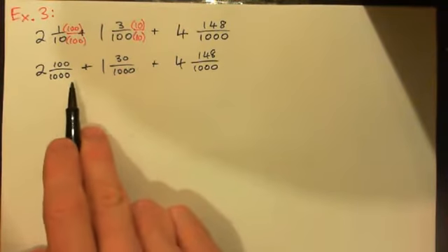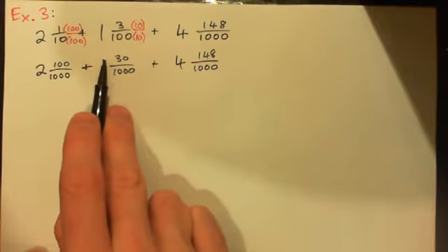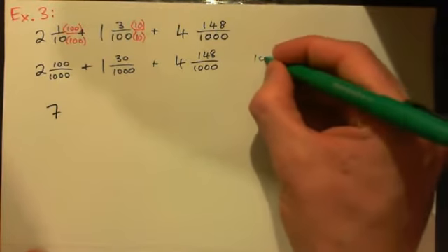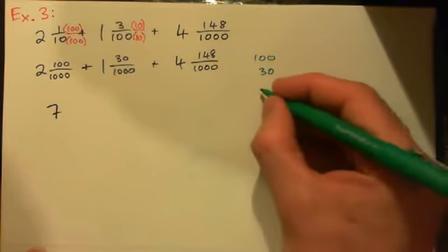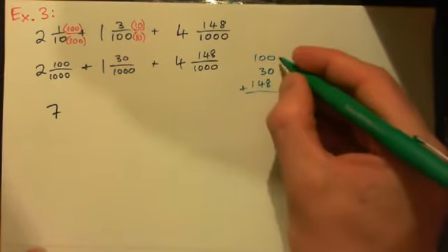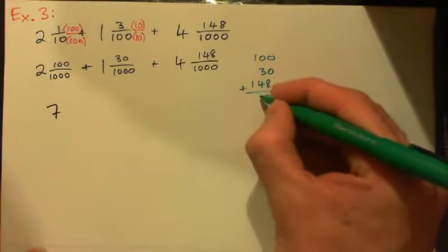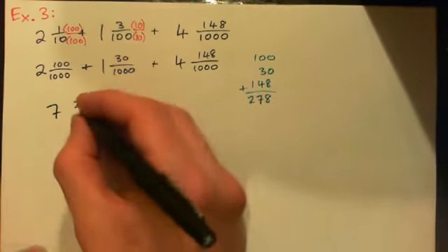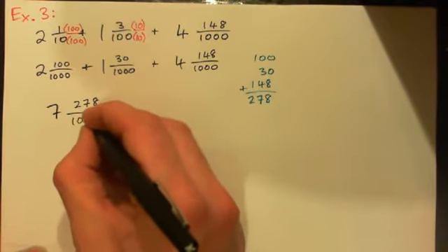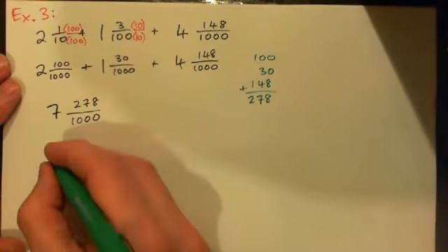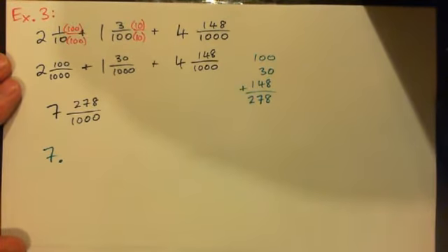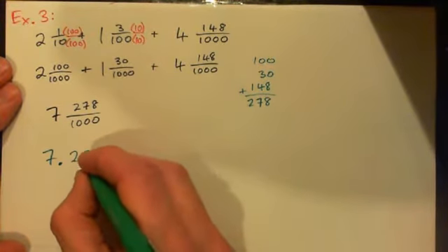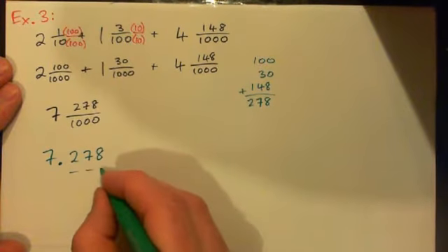And you know what? Okay, they're all thousandths. Look, we could just add the units. 2 and 1 is 3, 3 and 4 is 7. And I've got 100, and I've got to add 30, and I've got to add 148, right? So 0, 0, 0, and 8, and this is 7, and then I've got 2. So I've got 7 and 278 thousandths. Okay. Now let's write that as a decimal. 7 point what? 7.278, right? Because this is thousandths, so tenths, hundredths, thousandths.